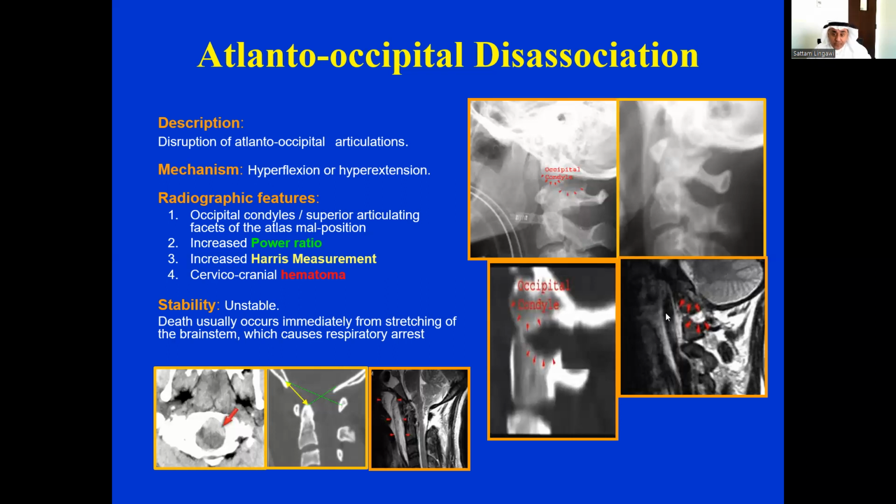Because also with this, you get disruption of the Power ratio and the Harris measurement, with formation of large intraspinal hematoma and maybe even prevertebral soft tissue swelling and hematoma.